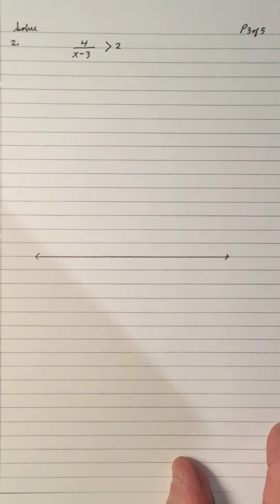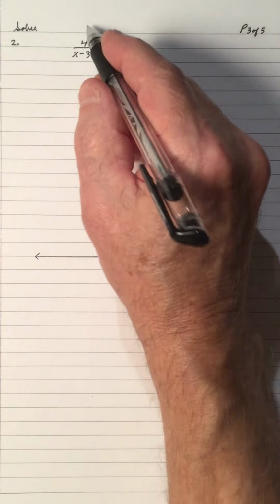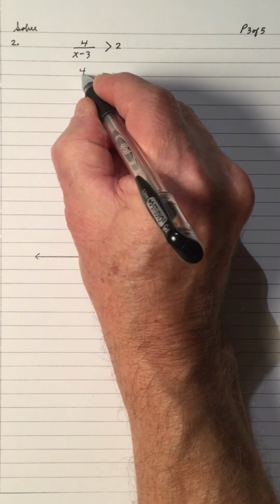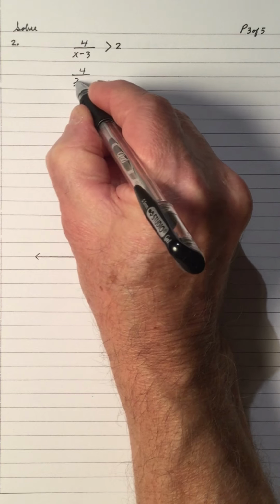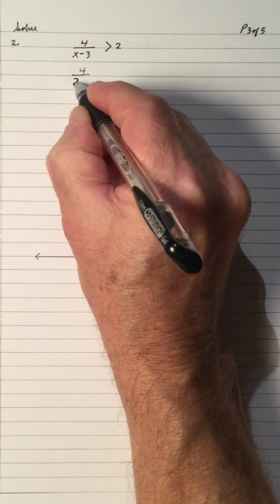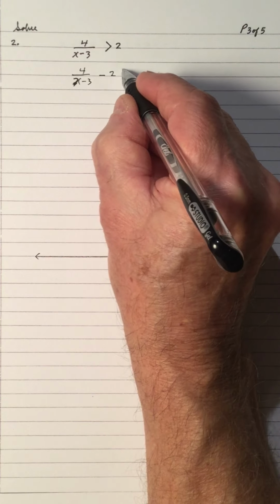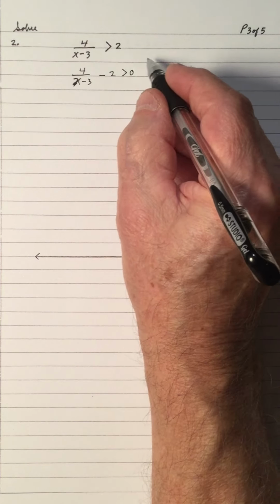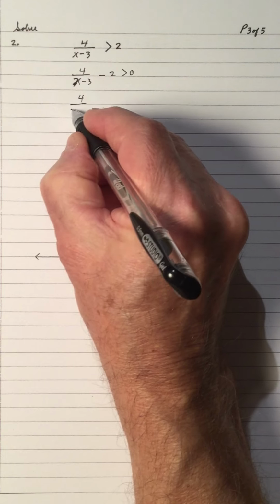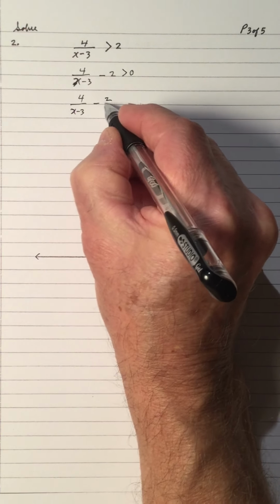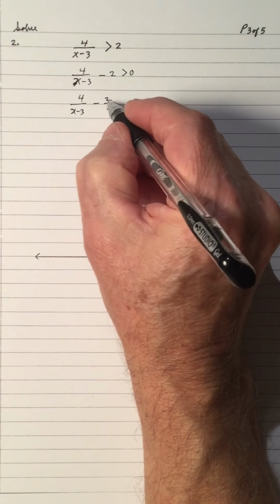Okay, let's try another one. This one's a little bit different. So what we'll do here is 4 over x minus 3 is greater than 2. So we'll go 4 over x minus 3, minus 2, is greater than 0. And so 4 over x minus 3, subtract 2 over 1. Make the 2 over 1.